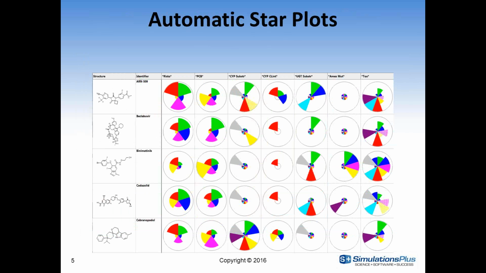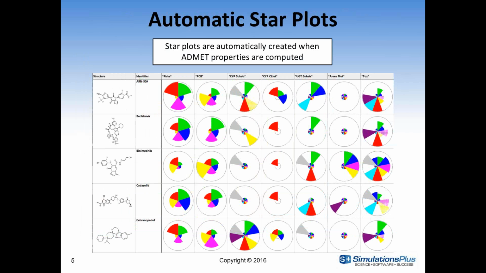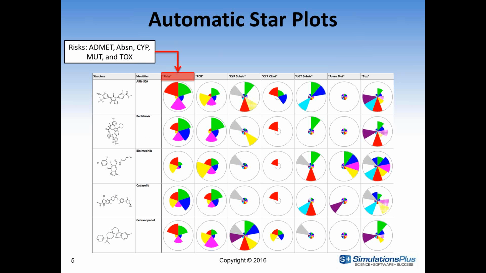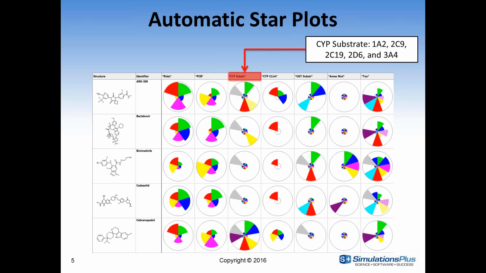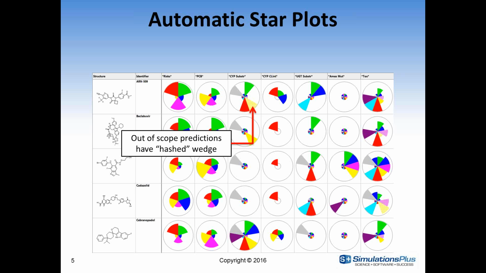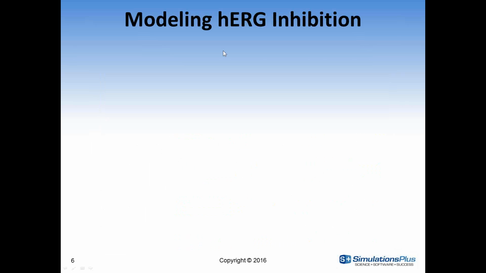This next slide shows the automated star plots. These are created right after the ADMET properties are computed, and have things for risk, physchem, bio, SIP, sites of metabolism, and substrate classification models. If a wedge is hashed, I'm not sure how easy that is to see on the yellow, but that indicates that it's out of scope. So you can see this purple one here a little bit better down in the corner.